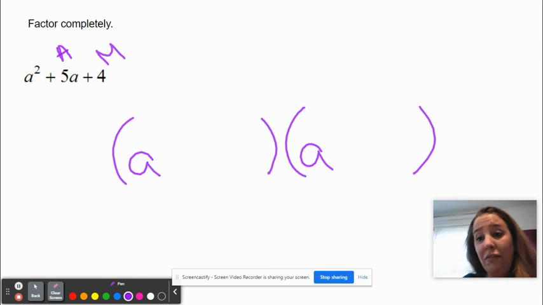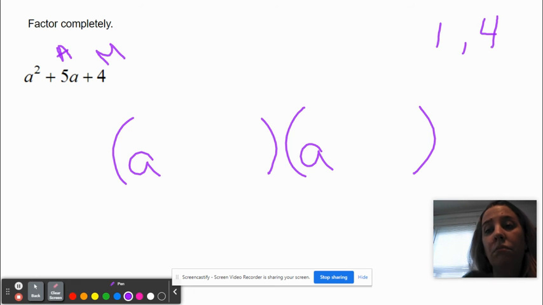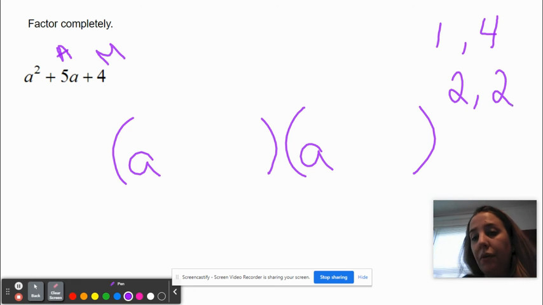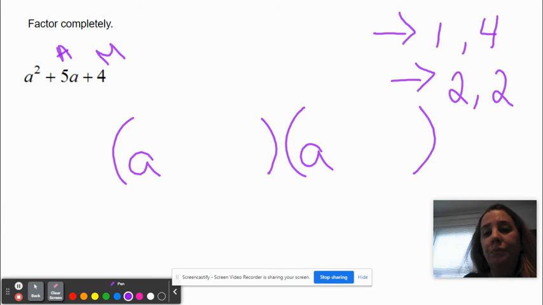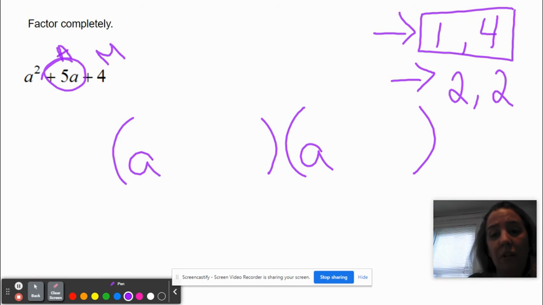Okay, what are some things that multiply to be 4? 1 and 4, 2 and 2. Those are both groups of numbers that multiply to be 4. So do we use the 1 and the 4 or the 2 and the 2? And we use this middle number to sort of decide that. Which one of these number sets add to 5? This one. So you put 1, you put 4, and that's how you factor it.